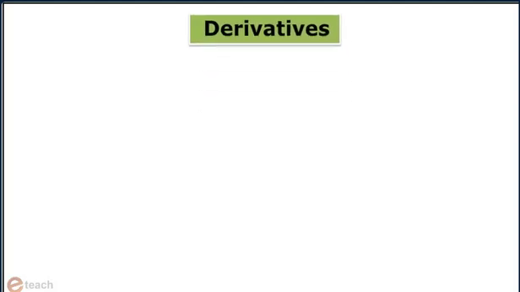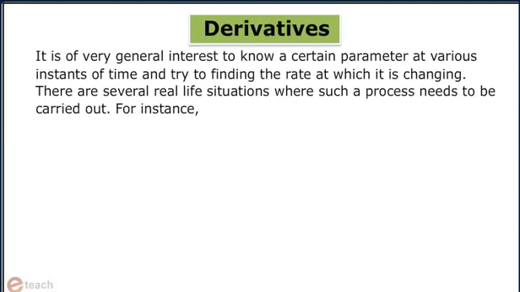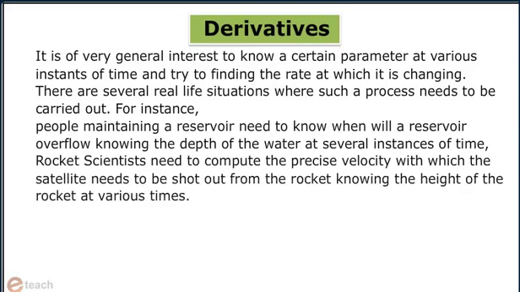Derivatives. It is of very general interest to know a certain parameter at various instants of time and try to find the rate at which it is changing. There are several real-life situations where such a process needs to be carried out. For instance, people maintaining a reservoir need to know when a reservoir will overflow, knowing the depth of the water at several instants of time.